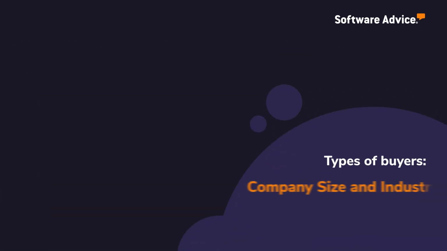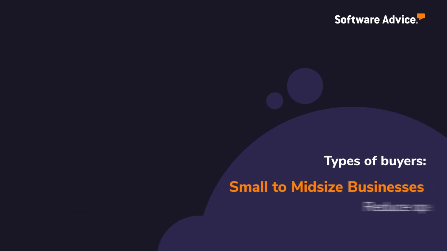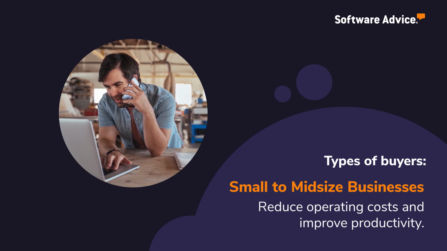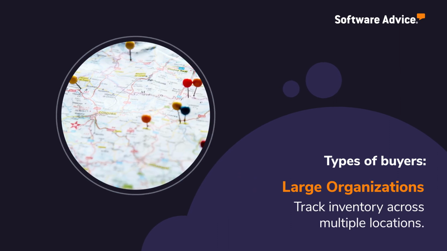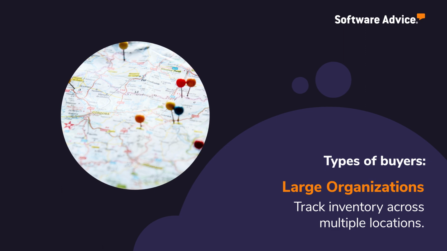Types of buyers looking for CMMS software include small and mid-sized businesses with limited resources, and large organizations with many assets and multiple locations. Small and mid-sized businesses need software that helps reduce operating costs and improve productivity. Large organizations require functionality that can track inventory for multiple locations and simplify workflow by recording maintenance history in a central location.